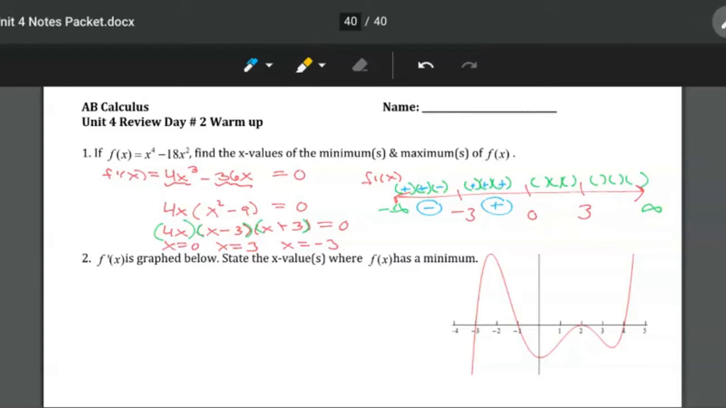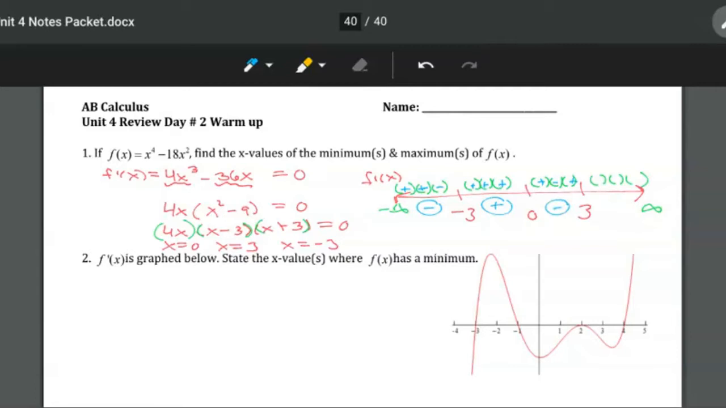From 0 to 3, an easy number would be 1. If we plug in 1 to the first parenthesis, 4 times 1 is 4, so that's positive. 1 minus 3 is a negative, and 1 plus 3 is a positive. So overall we get a negative.